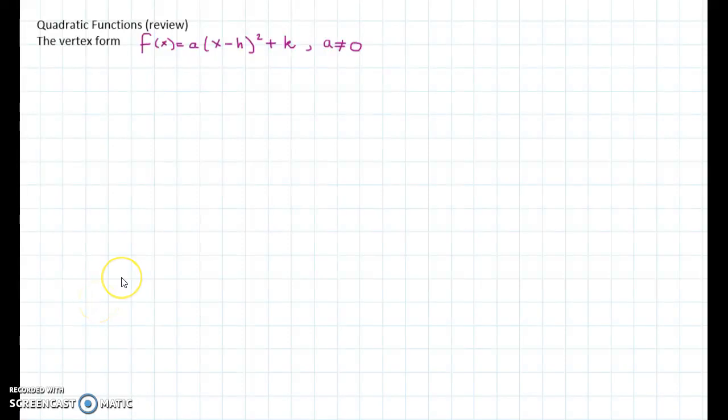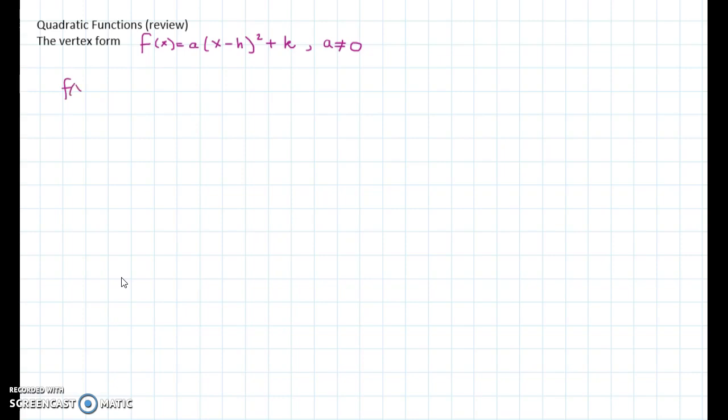We are now looking at the vertex form of a quadratic function. So, given a function as I wrote it over here, f of x is equal to a, where a is different from 0, times bracket x minus h squared plus k. The first thing we're going to do is to check that this is in fact a quadratic function.